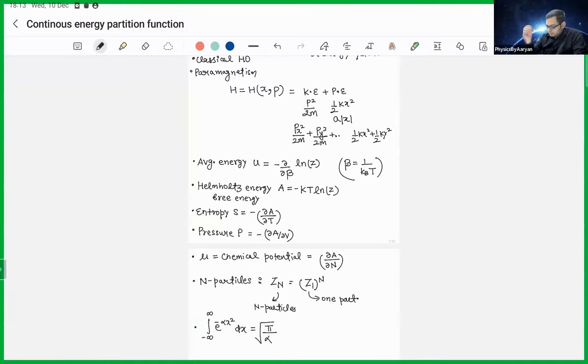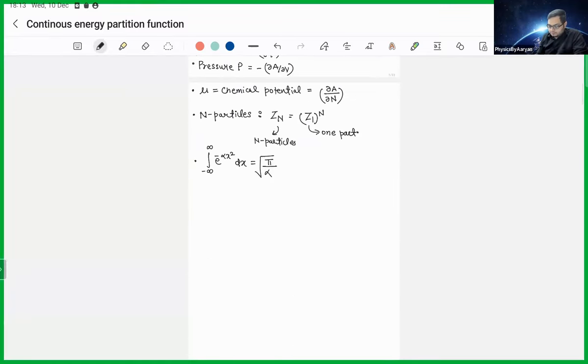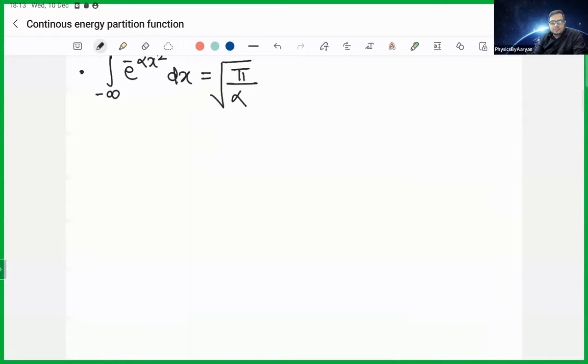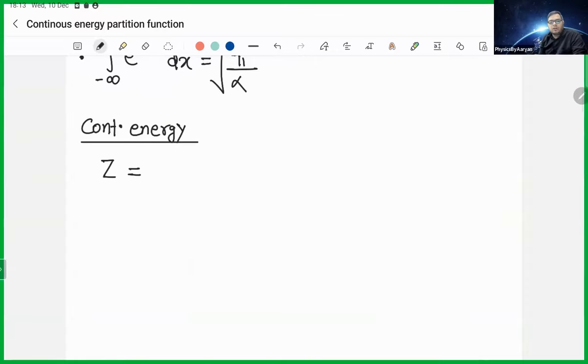Okay. Next, let's understand now. Let's come very quickly to our systems. We have continuous energy systems. In a continuous energy system, how do you write the partition function? The partition function is written as 1 by h bar to power d. And this I am writing for one particle only.